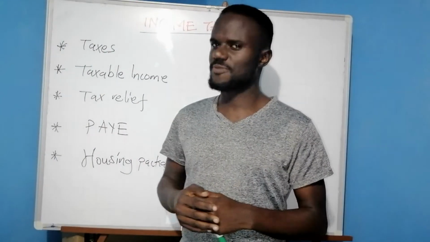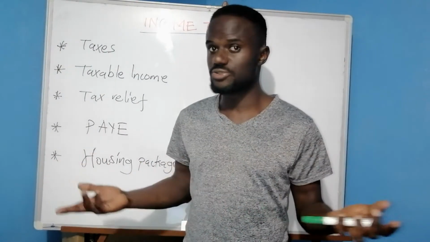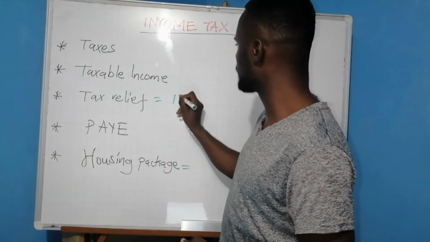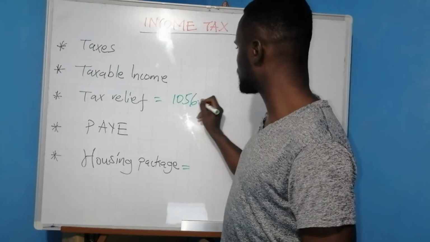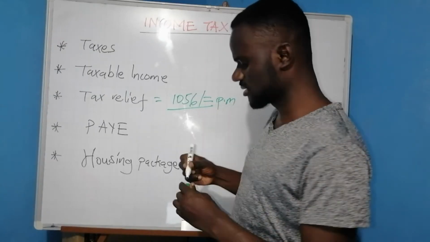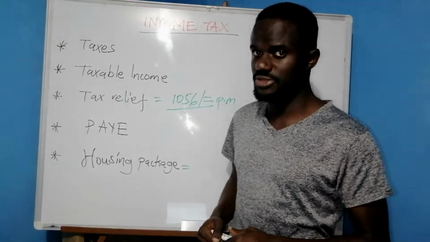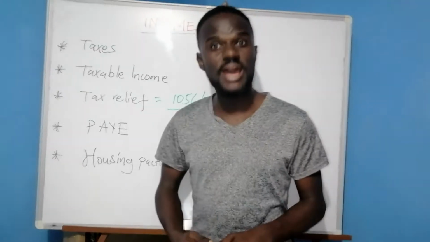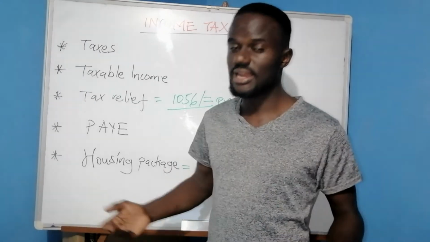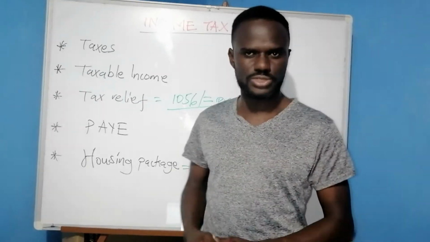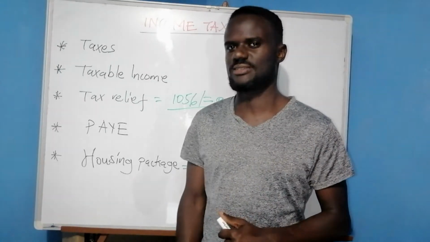Some of this relief can be in the form of personal relief. Everyone in Kenya is entitled to a personal relief of 1056 Kenya shillings per month. It means from the amount of tax you're supposed to pay, the government takes away 1056 shillings less. Get to know more about that when we handle example questions on income tax.